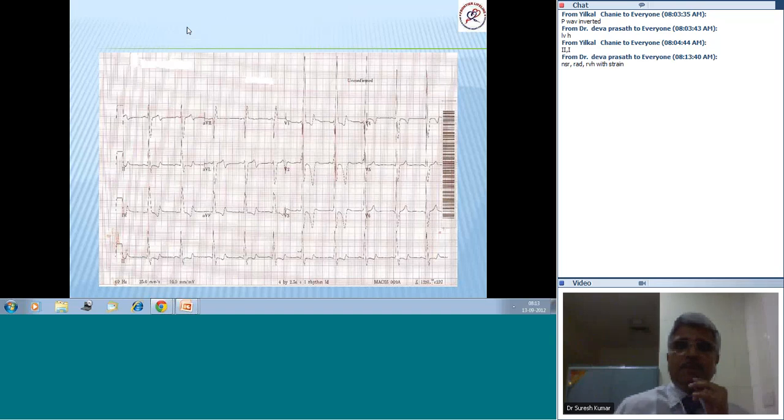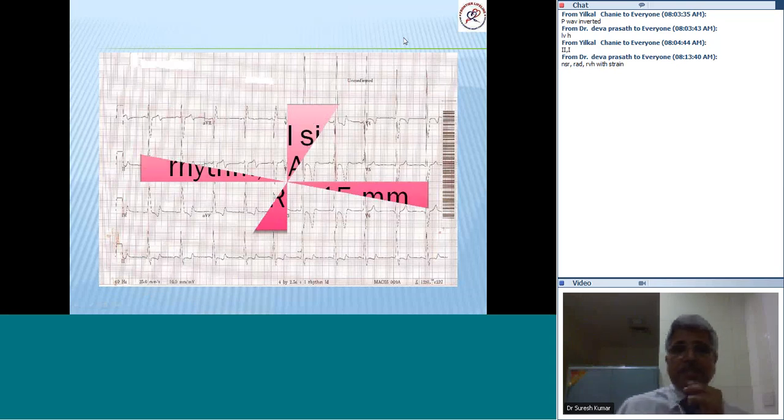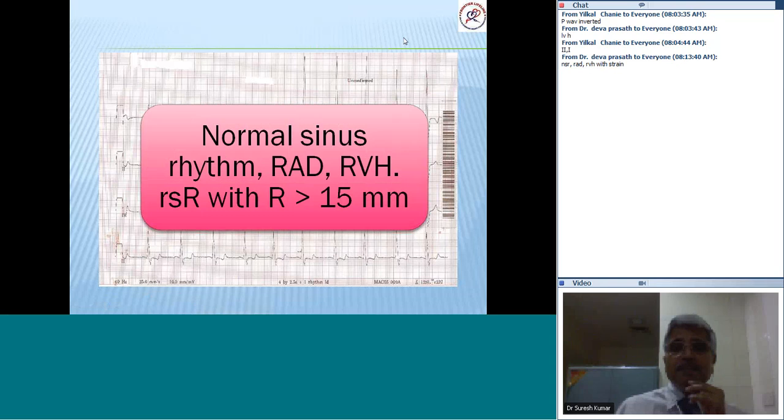Deva Prasad has noted that it is normal sinus rhythm, axis is right, very good, and there is RVH with strain, very good. So it showed normal sinus rhythm, right axis deviation, RVH. Here, remember it is an RSR in V1, and when there is an RSR in V1, you look at the height of the second R. If that is more than 15 millimeter, that is when you diagnose right ventricular hypertrophy. Here it is very obviously much more than that, so diagnosing right ventricular hypertrophy is easier.